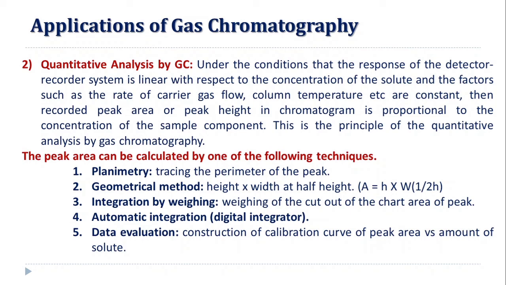That particular area of the peak is proportional to the concentration of the sample component. So we can measure the concentration of the sample component. Second is the geometrical method. This is a calculation method, that is height of the peak into width at half height, the formula A equals H, that is height of the peak, into width of the peak at half height. So that gives you the peak area. That is the formula to calculate the peak area.